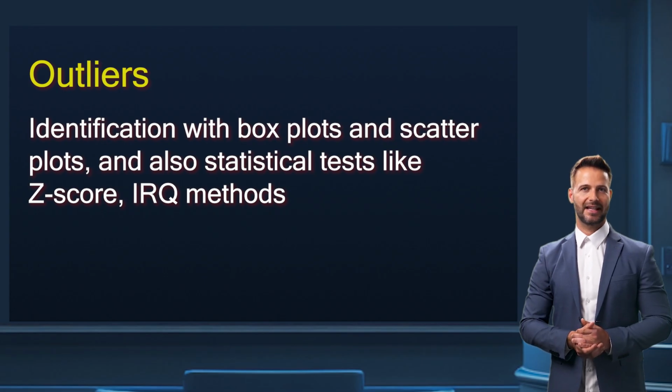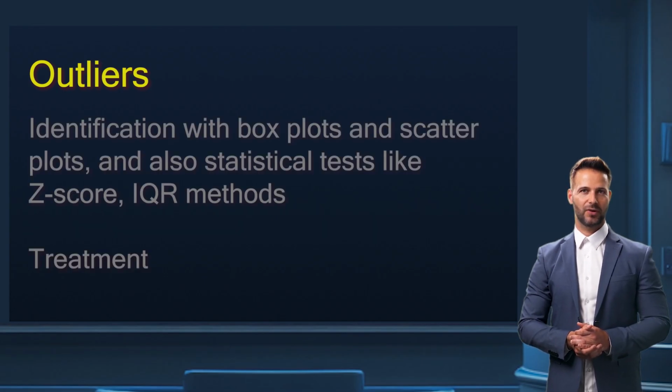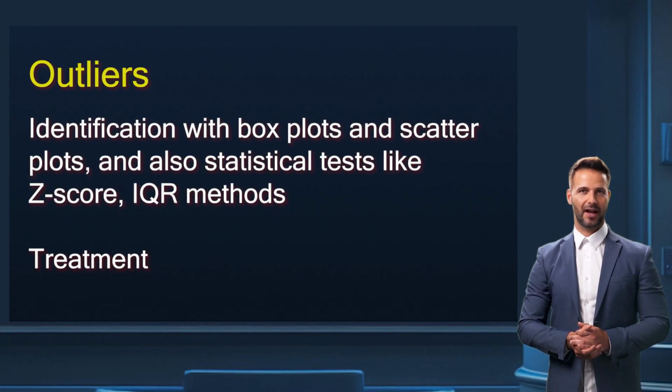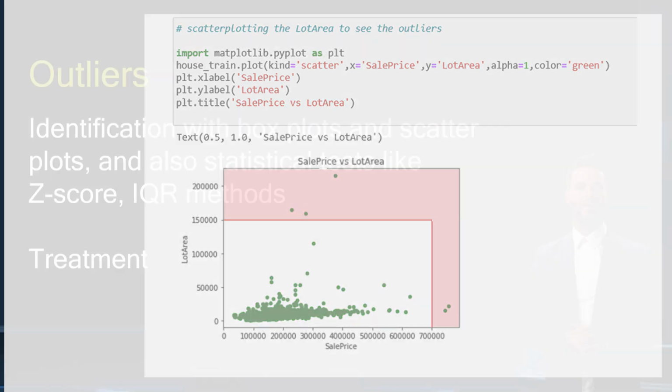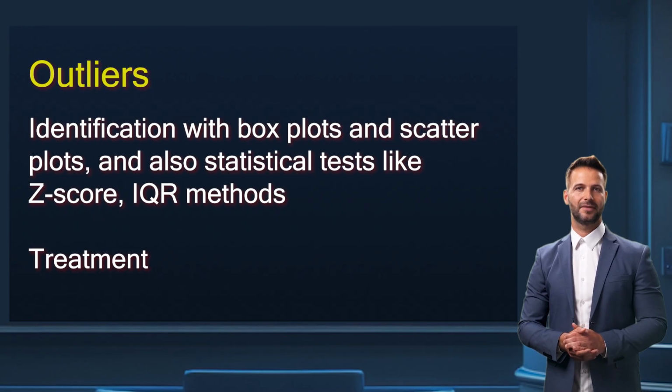So now that we have identified outliers, we need treatment. We could remove outliers. If justified, outliers may be removed if they are due to measurement errors or irrelevant anomalies. We could use transformation methods like logarithmic or square root to reduce the effect of outliers on the model. And finally, we have capping. We can set a threshold above which extreme values are capped to limit their influence. So these are things we need to keep in mind for data cleanup.